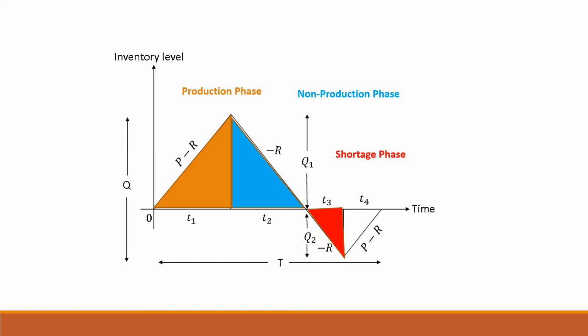Third phase is shortage phase. That is, inventory doesn't have any unit in system and demand is still there. So it results into shortage phase. And then next phase is shortage clearance phase. So once inventory comes in the system, first it clears shortages and then the cycle ends.